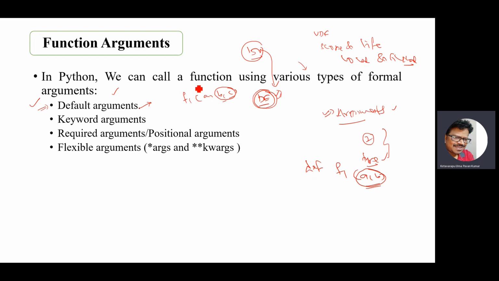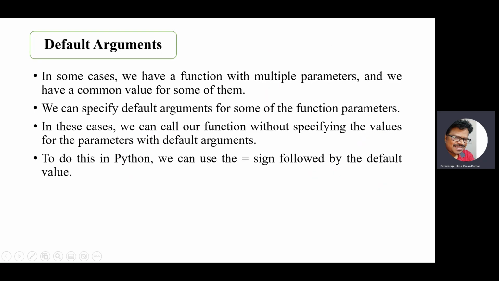We'll see some examples. First, I want to give the description. The second important point is keyword arguments, friends. The third thing is positional arguments, also called required arguments, and the fourth one is flexible arguments, *args as well as double star **kwargs. These are the various things: default arguments, keyword arguments, positional arguments, and flexible arguments. Moving ahead, what do we mean by default arguments?